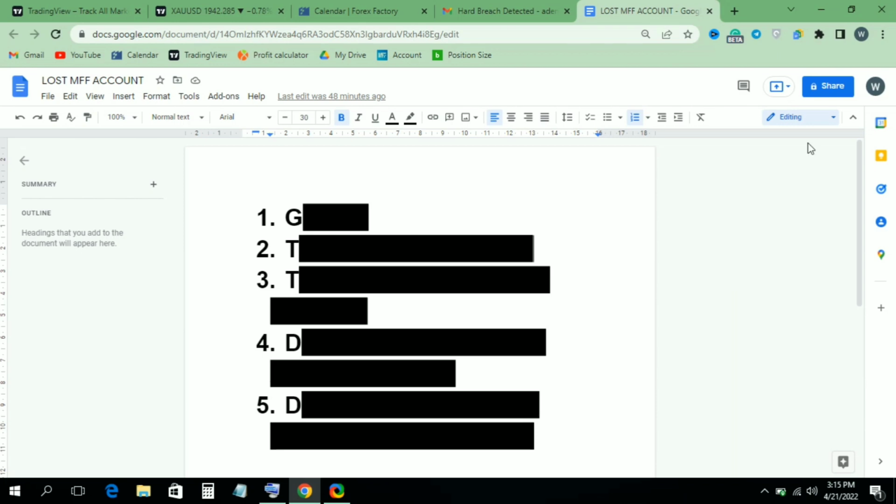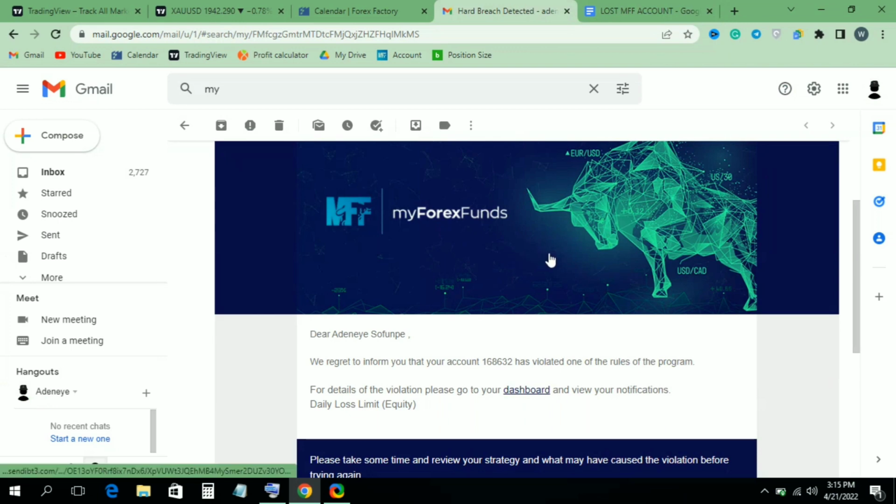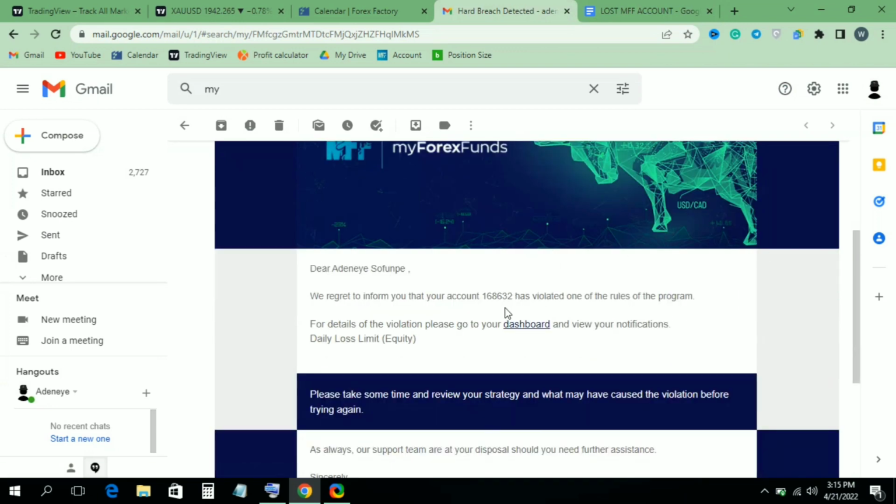As you can see, when you first lose the account, they will send you an email to tell you that you violated the rule and everything else. For details of the violation, please go to your dashboard to view your notifications: daily loss limit, and that's the equity.